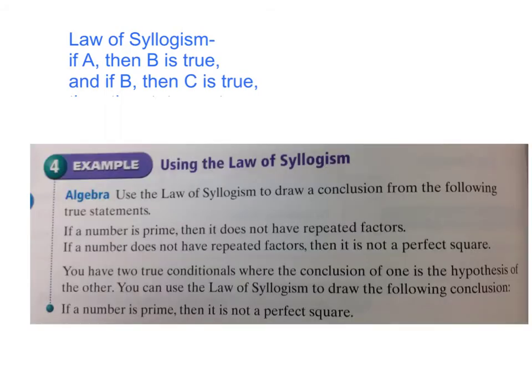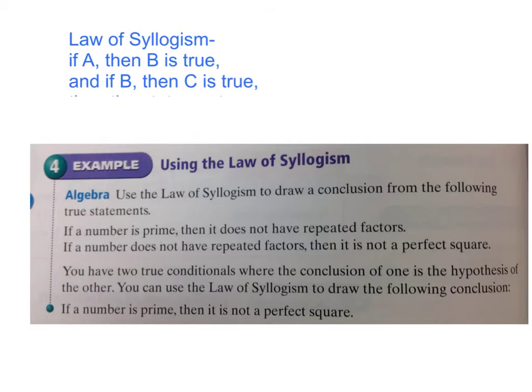Now let's look at example 4 to help you better understand the law of syllogism. Alright, let's say we have the statement, if a number is prime, then it does not have repeated factors. And that's true. And if we have the statement, if a number does not have repeated factors, then it's not a perfect square, also true. Then, since both of these conditionals are true, and the conclusion of the first conditional is the hypothesis of the second conditional, we can make the conclusion that if a number is prime, then it is not a perfect square.